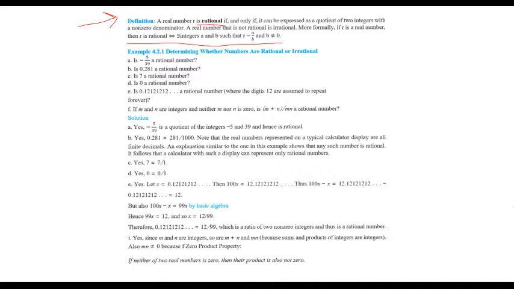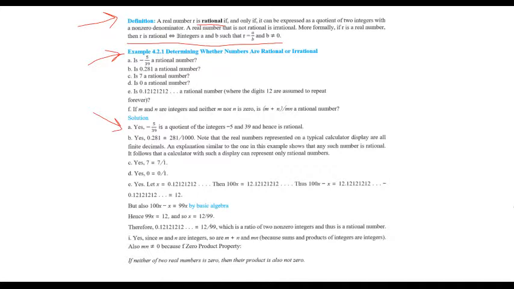Now let's use this definition to solve example 4.2.1 of the book, which basically wants us to determine if any of these numbers that you see are rational or not. The first one is negative 5 over 39, and the answer is yes, because negative 5 over 39 is a quotient of integers negative 5 and 39. So based on the definition of rational numbers, this number is rational.